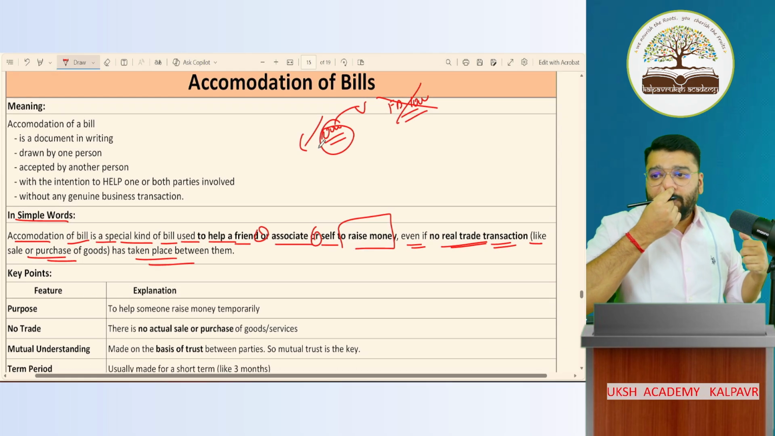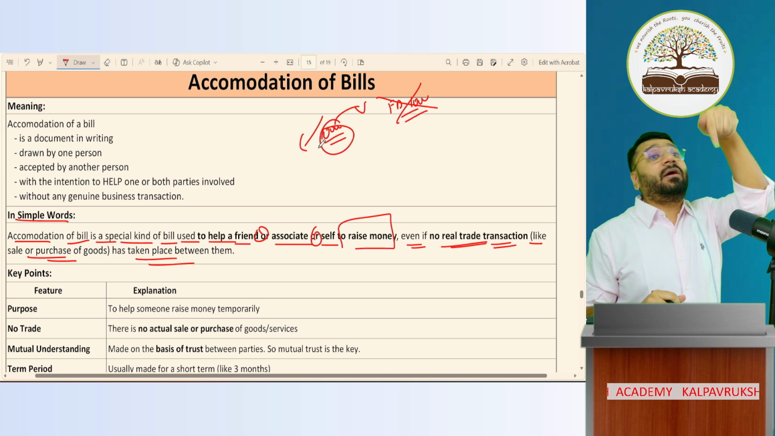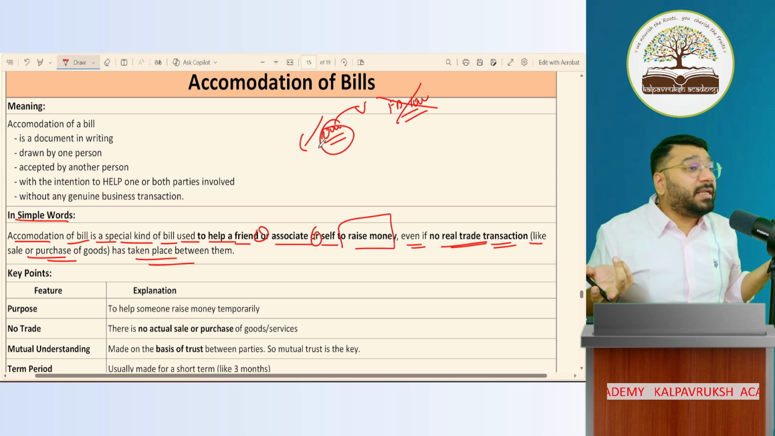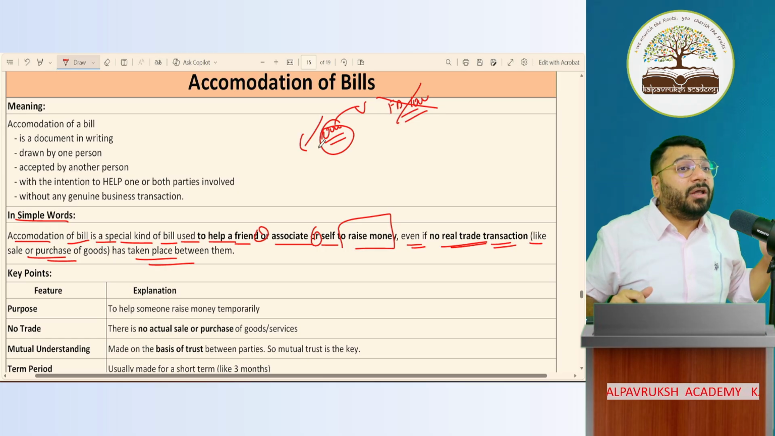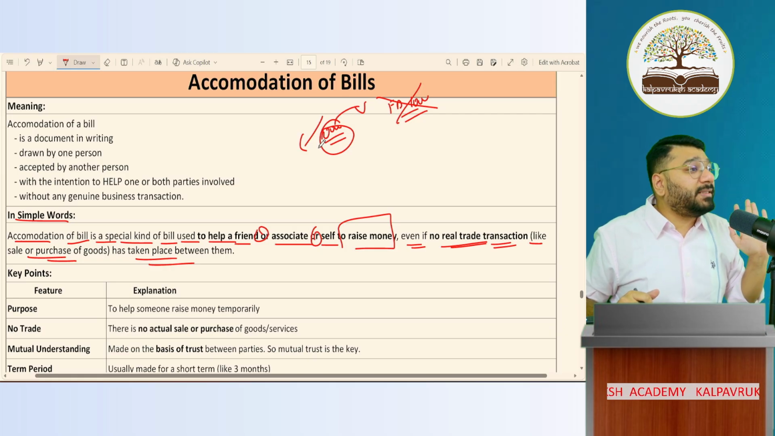Now, why I said all this is because some people have a doubt: how did the banker give the money when there is no genuine sale transaction? So my point here to prove was that the banker is not bothered about the genuine business transaction.